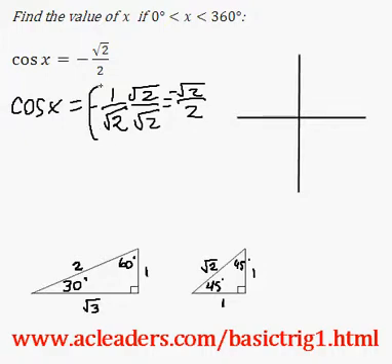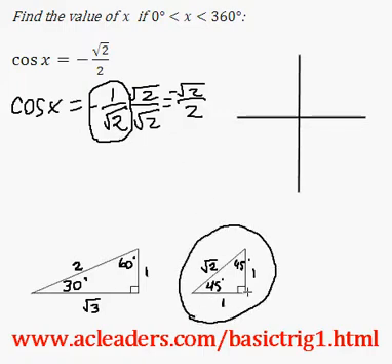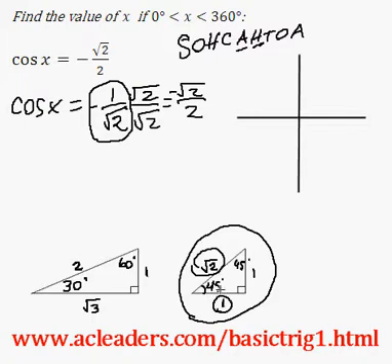And why did I do this? Cos of x is negative 1 over root 2, because that allows us to see that, if we use this special triangle, x can be 45 degrees if we had positive 1 over root 2. Remember SOHCAHTOA: adjacent over hypotenuse is cosine. So x could be 45 degrees if we didn't have this negative sign right here.